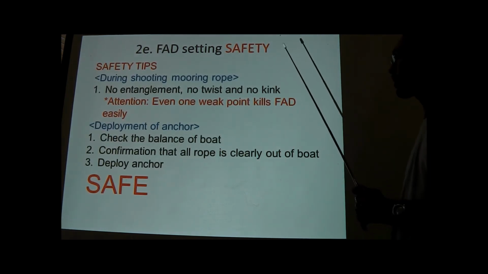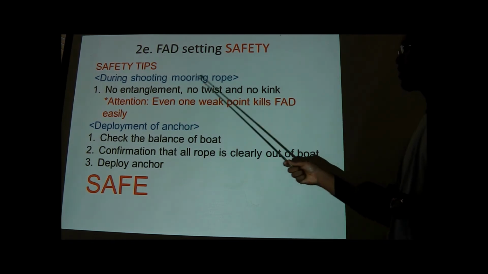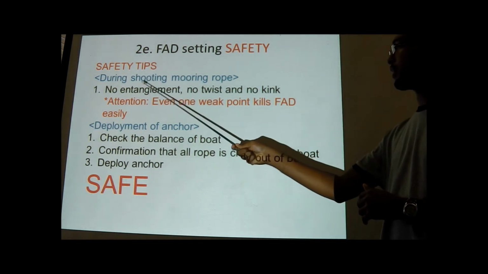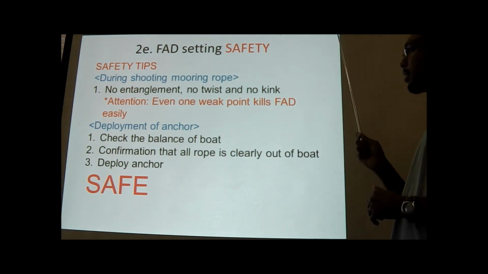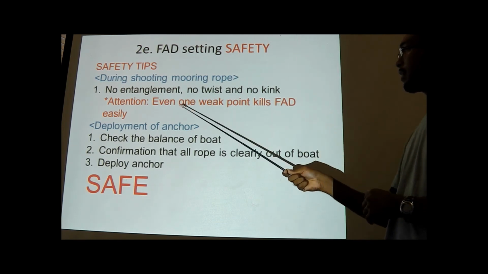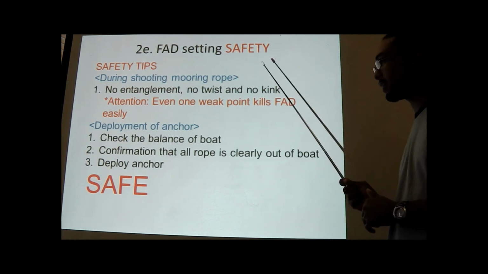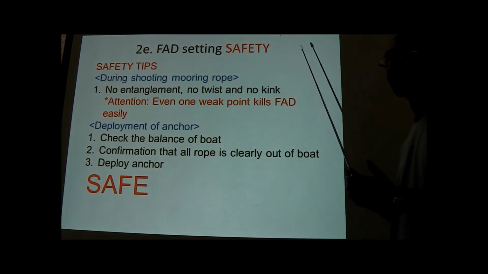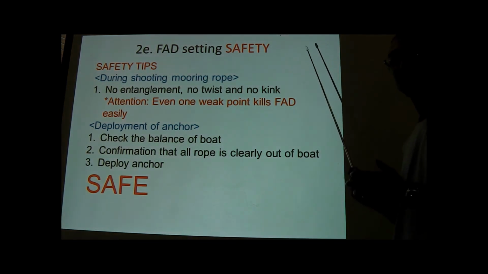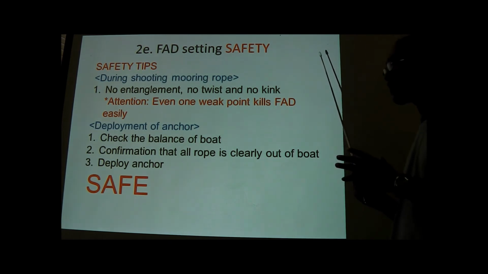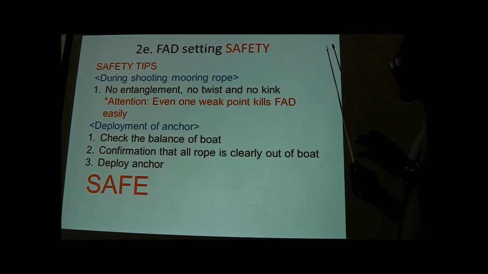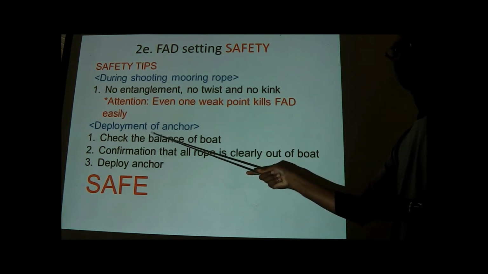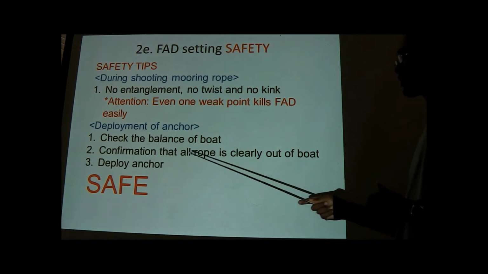Safety tips. Again, during shooting of the mooring area, make sure there is no entanglement, no kink. Even one weak point kills the FAD easily. As I mentioned, to construct a FAD takes a lot of investment, time, and effort. At the last end of deploying this anchor, we want to make sure that everything is okay before we go to this final point of deployment of the anchor.